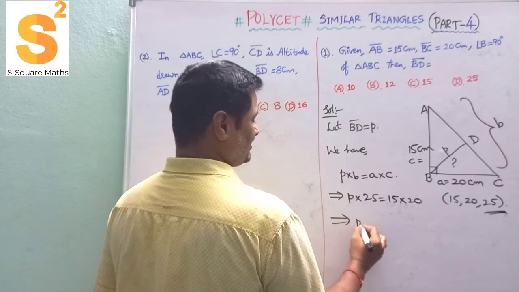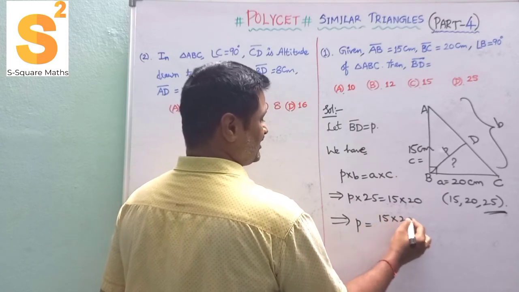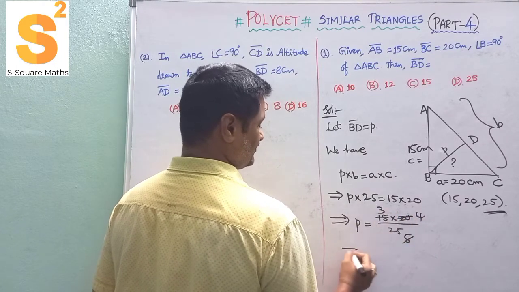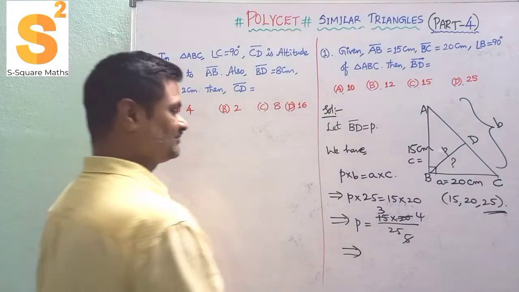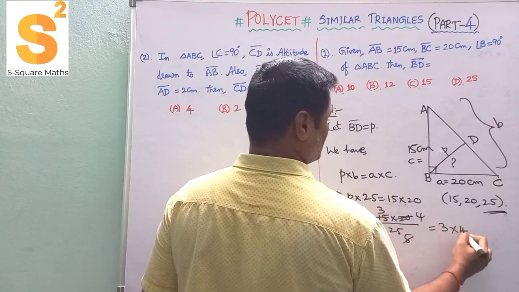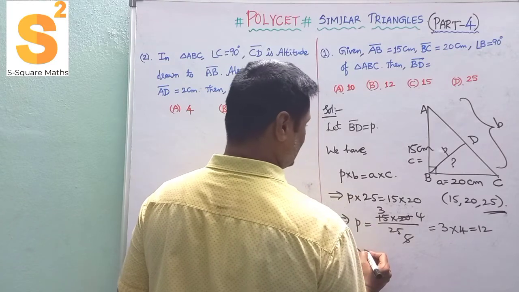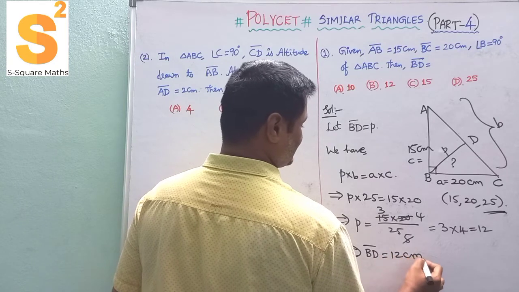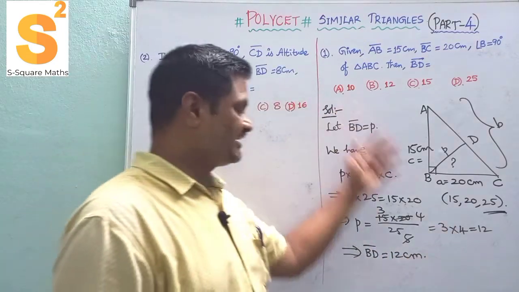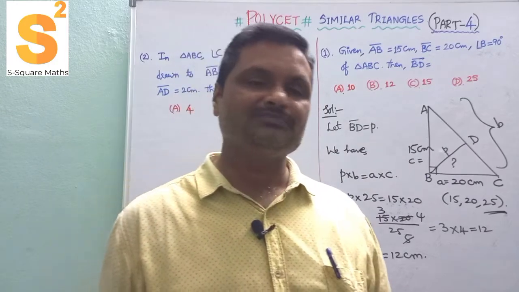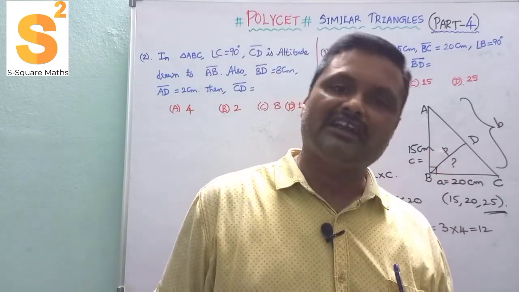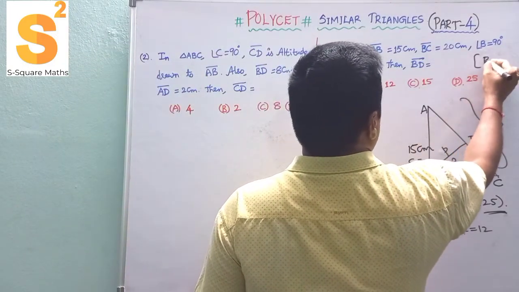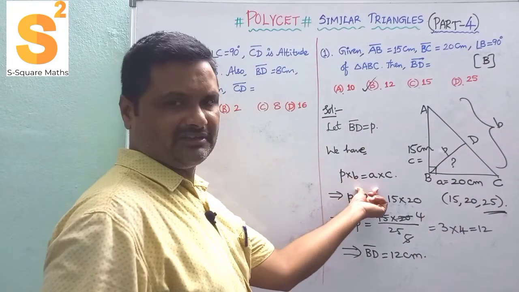So this is a simple linear equation in one variable. Simplifying, the value of P is 3 into 4, which is 12. So P is 12, that is, the length of BD is 12 centimeters. In this way we can determine the length of the perpendicular BD, the value of P, which stands for option B. If you remember this result, it is very easy.